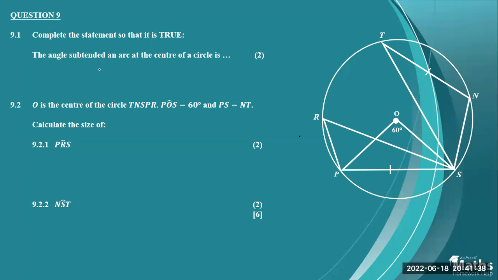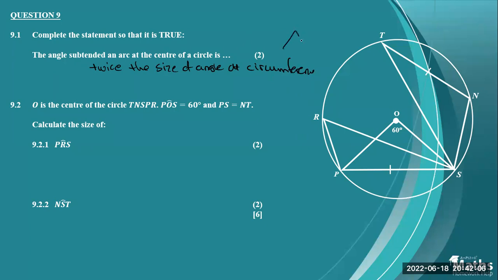The angle subtended by an arc at the center of a circle is twice the size of the angle at the circumference. Okay, you know what that one means.